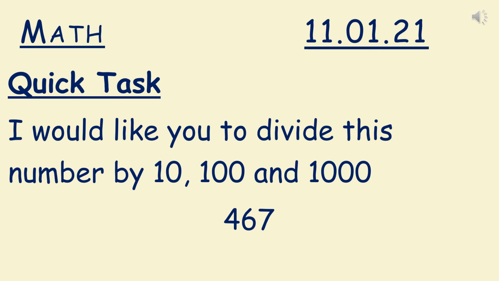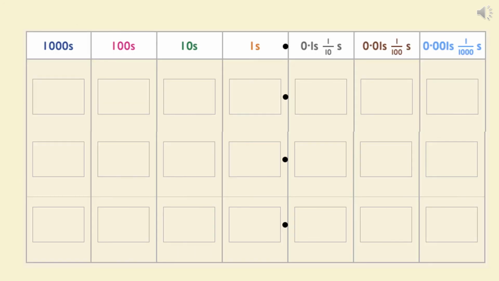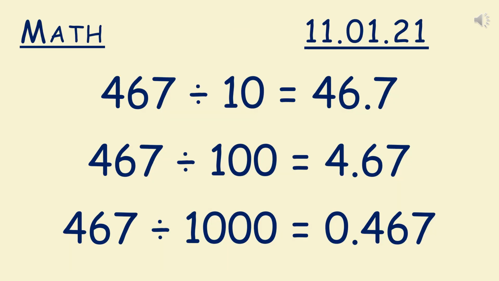Time for another quick task. This time, I would like you to divide this number by 10, 100 and 1000. Again, I'd like you to use this place value grid to support your learning. So pause the video and give yourself time to do the task. So let's have a look at those answers. So 467 divided by 10 is 46.7. When we divide it by 100, it's 4.67. And when we divide it by 1000, it's 0.467.